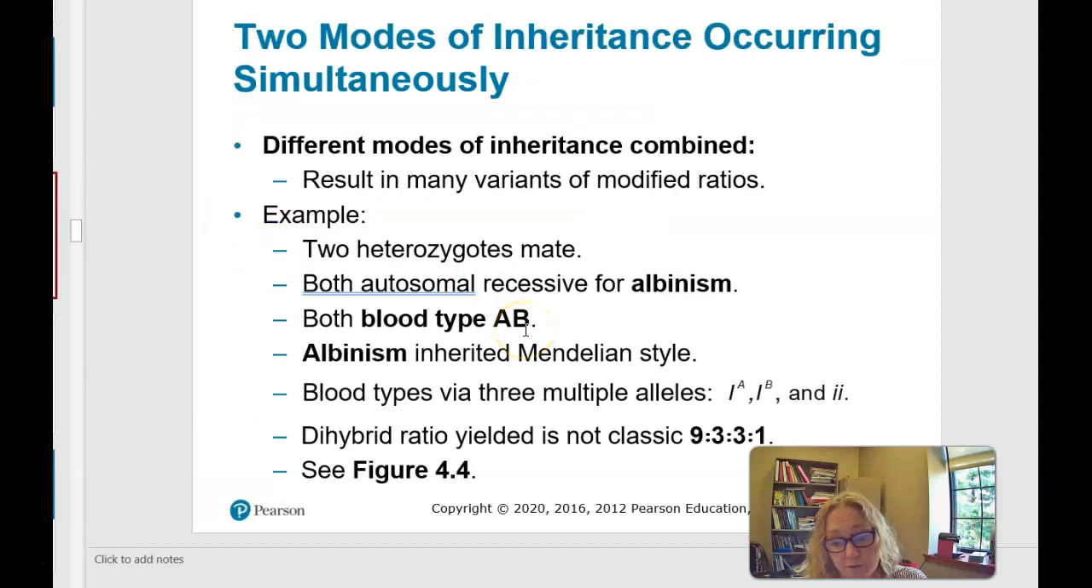Some more modifications. We'll do that in the next video. We will talk about different modes of inheritance. So we already talked about blood type. We talked about albinism, or we will talk about albinism, and we'll talk about anything that does not give a 9 to 3 or 3 to 1 ratio.